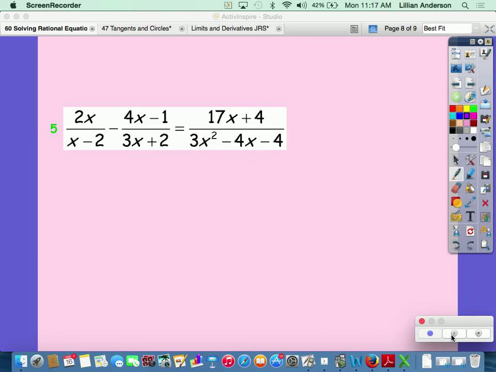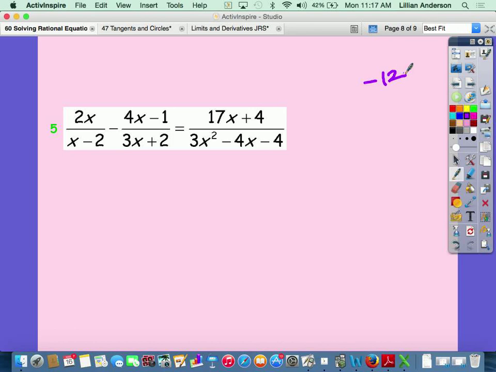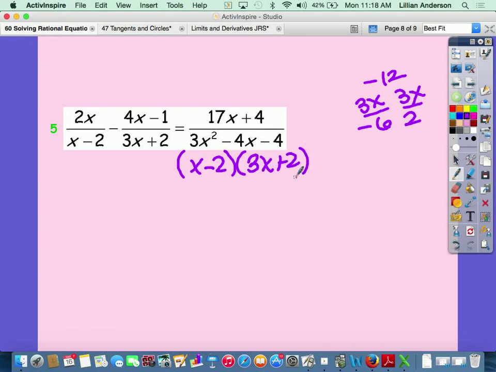You've got to factor the bottom before we even try to find our lowest common denominator. So this one here, no GCF. I'm looking for two numbers that multiply to give me -12 and add to give me -4, which is -6 and +2. What goes on top? 3x. So this factors down to x minus 2 and 3x plus 2. So what is my LCD here? X minus 2 and 3x plus 2, because the first fraction's denominator is missing a 3x plus 2, the second denominator is missing an x minus 2, and this one's missing nothing.